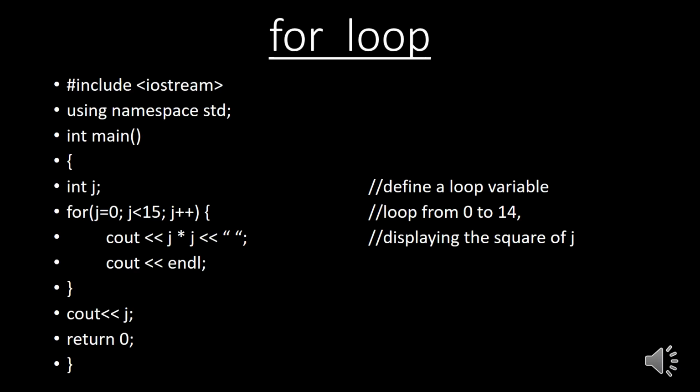There are different ways in which you can execute loops, and each has its own specific name, such as for loop, while loop, and do while loop. In this video, we will cover for loops. Take a look at the program. In this program, we are trying to print the square of the numbers from 0 to 14.